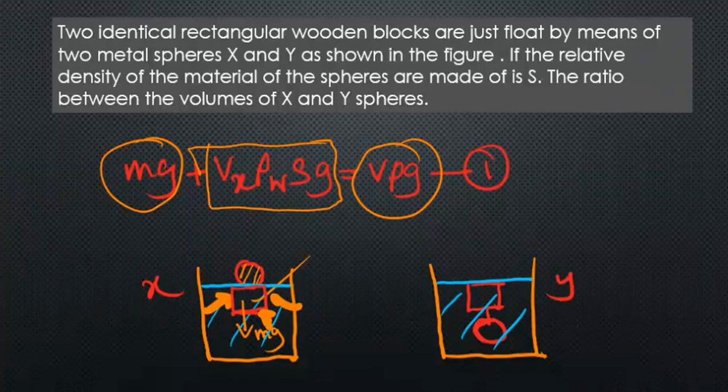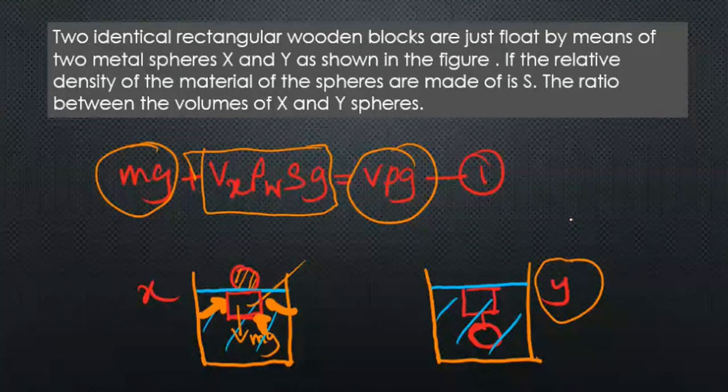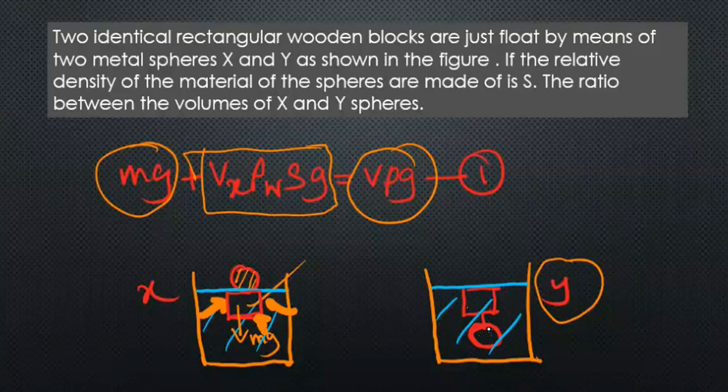Right, let's get into the other one. Vy. Here you can see both sphere and the block are completely immersed. In the second diagram, both block and sphere are completely immersed in the liquid. So upthrust will act on both of them. Right, let's write the second equation for this.